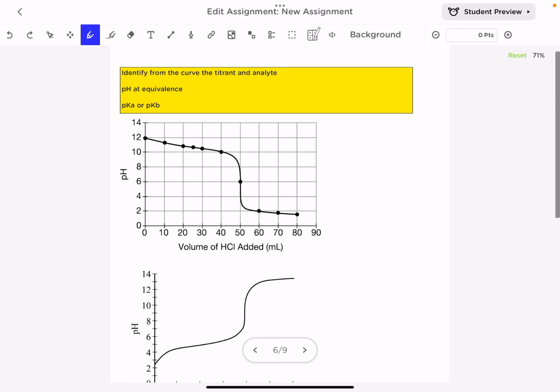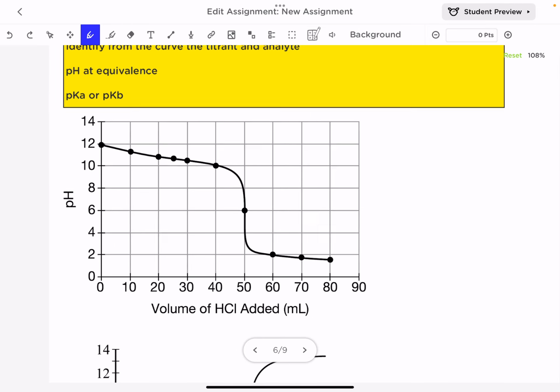In this tutorial, I will explain how to know from the shape of the curve the titrant, the analyte, the pH at equivalence, and in case of a weak substance titrated, how to determine its pKa or its pKb. So let's first look at this titration curve.